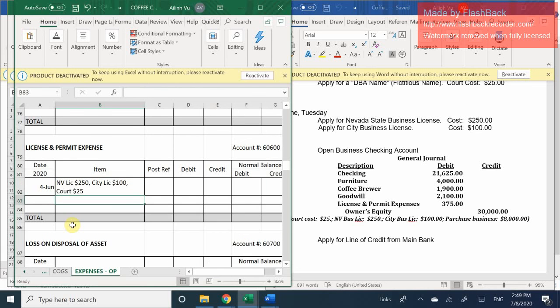Okay, there you go. So here I indicate that my Nevada license was $250, my city license was for $100, and then I had to pay court for $25.